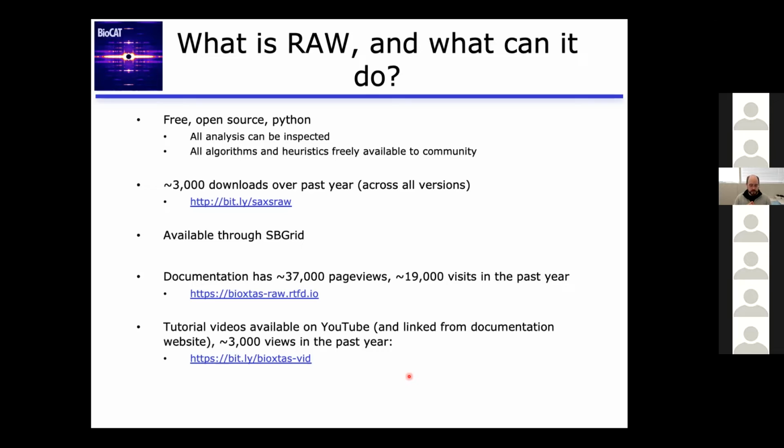RAW itself is reasonably popular, I like to think. Our download site has about 3,000 downloads a year. It's available through SBGrid, of course, which is why I'm giving this talk. We have documentation, which receives a large number of page views and visits per year. And we've also recently created a number of YouTube tutorial videos, which got a good number of views last year, at least as far as scientific software goes. You know, we're certainly not earning any money on these. We're not influencers at this point.